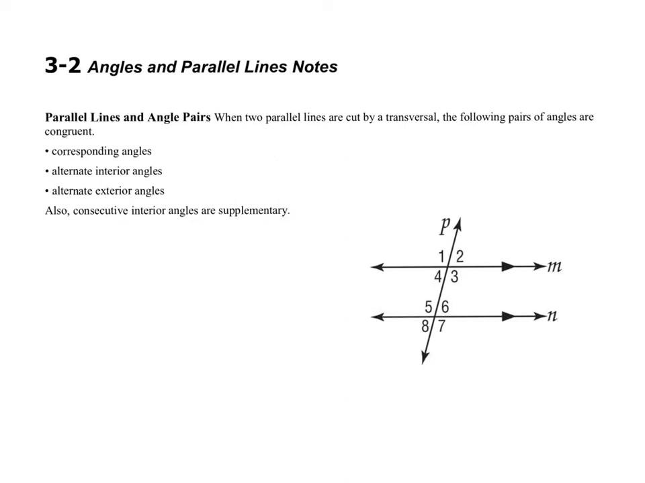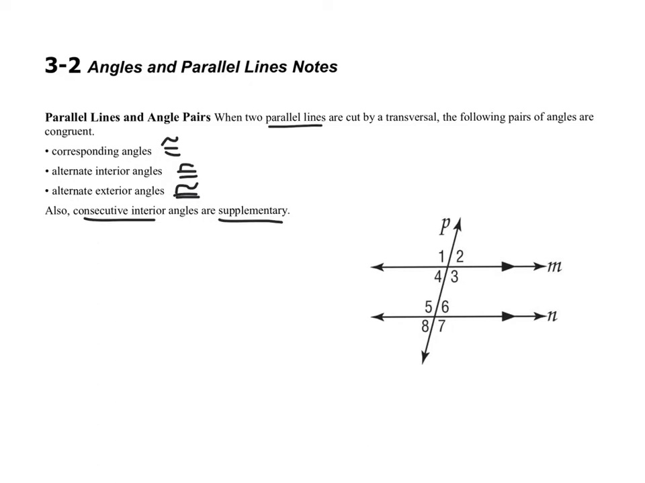Today we're going to talk about parallel lines and angle pairs. When you have parallel lines, not just any two lines, but parallel lines, that are cut by a transversal, we have some pairs of angles that are congruent. Corresponding angles are congruent. Alternate interior angles are congruent. Alternate exterior angles are congruent. And then consecutive interior angles are supplementary.